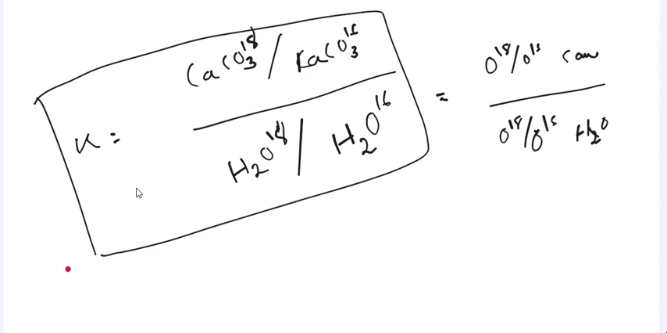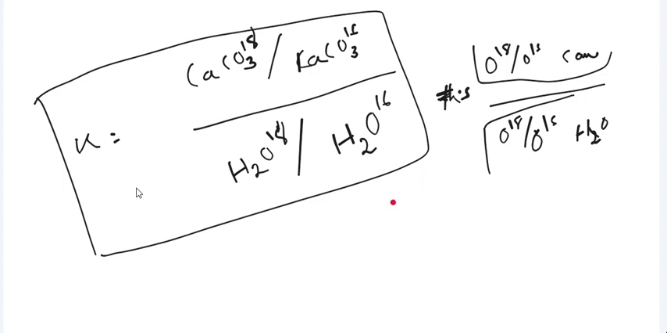So this thing indicates this: the oxygen 18 by 16 in carbonate divided by oxygen 18 by 16 in water. This thing indicates only, don't make it equal.